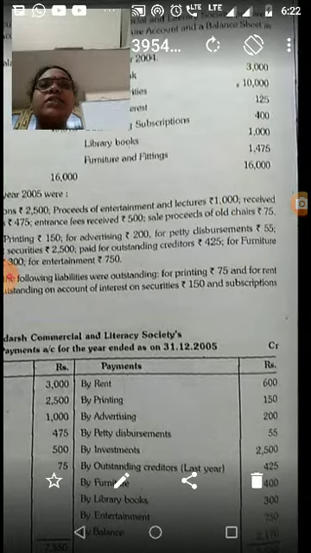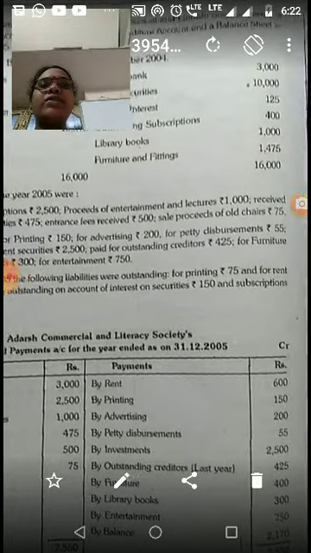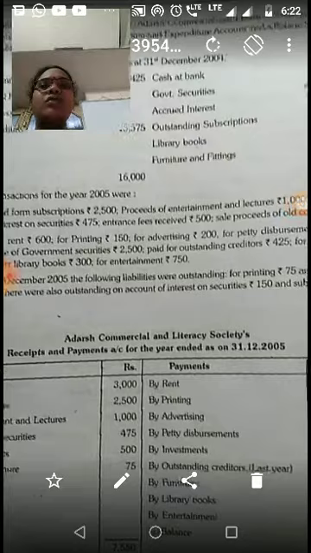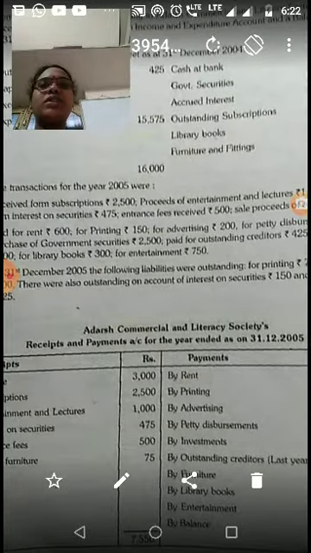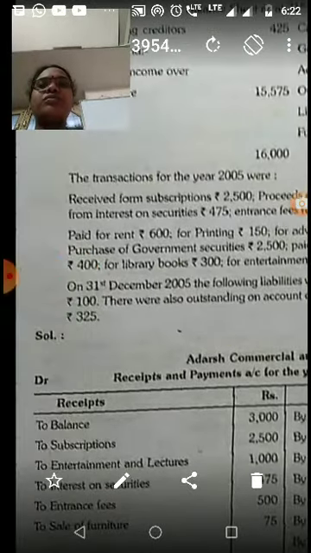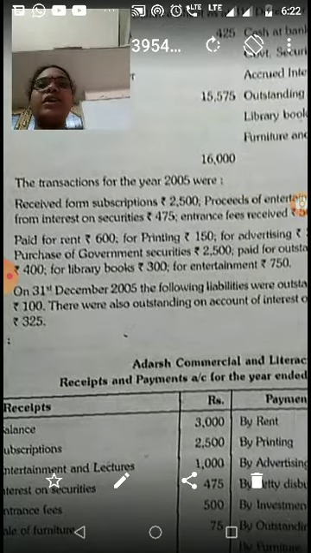Next government securities, that is 10,000. Accrued interest 125. Outstanding subscriptions, that is 400. Library books, that is 1000. Furniture and fittings 1475. The total is 16,000.